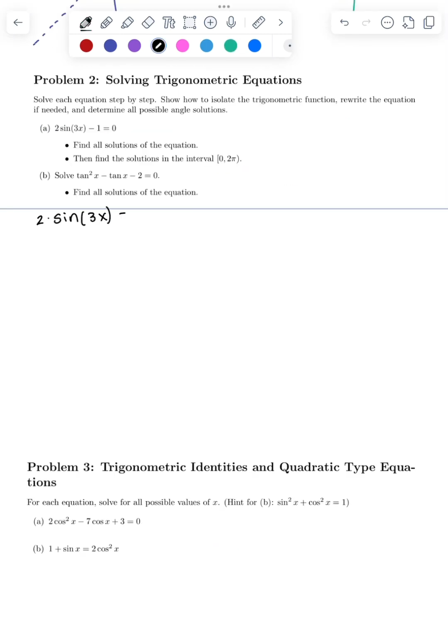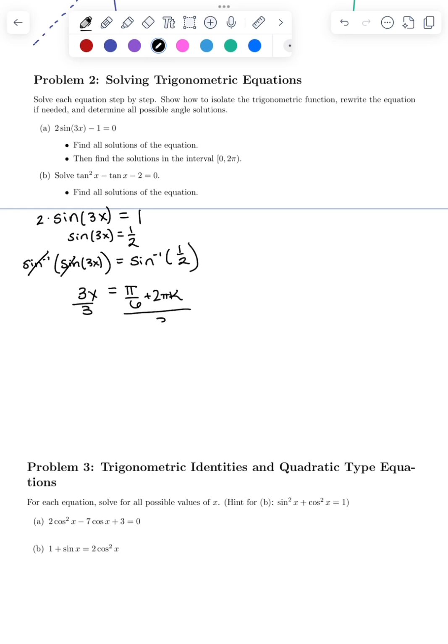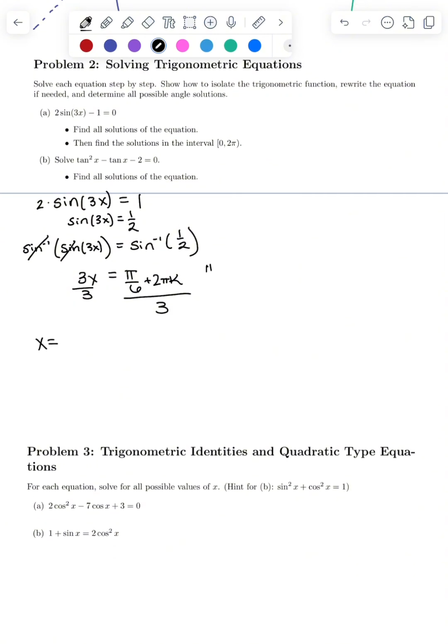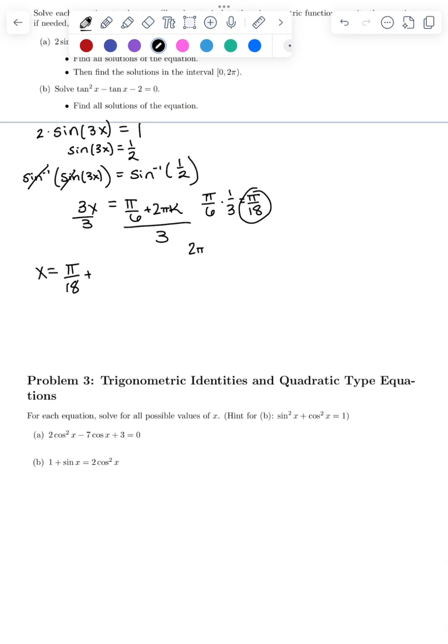So for A, I did 2 times sine of 3x equals 1, so I added 1 to both sides, and then took the inverse sine of both sides, so the sine cancels out on the left side, and you get 3x equals inverse sine of 1/2, which is pi over 6, plus 2 pi k. Then divide both sides by 3, and you get x equals pi over 6 divided by 3, which is pi over 18, so you get pi over 18 plus 2 pi k over 3.